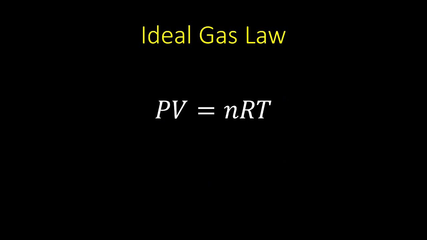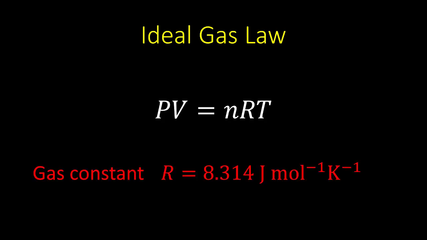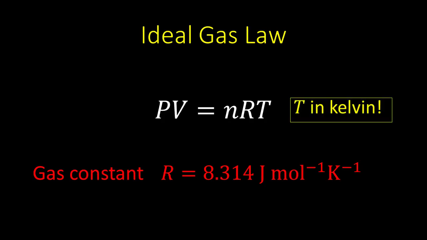An ideal gas obeys the ideal gas law, or ideal gas equation, which is PV equals nRT, where the gas constant R is equal to 8.314 joules per mole per Kelvin. Note that it is essential that the temperature T is in Kelvin, not centigrade. This is very important. At T equals 0 Kelvin, which is called absolute zero, if the volume is constant, then the pressure is 0, or if the pressure is constant, then the volume is 0.